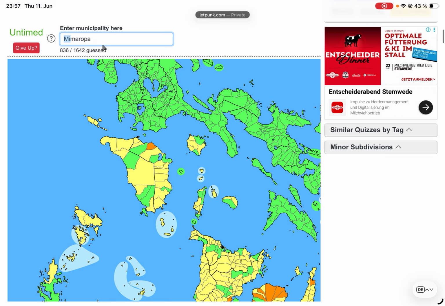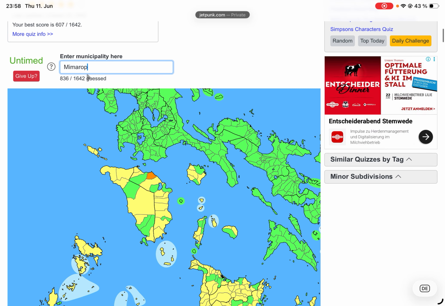And Mindoro Oriental is also this one where you find the capital of the entire region of Mimaropa, and it's called Calapan. This one right here. So let's just continue here. In Mindoro Oriental, we have Naujan, Puerto Galera at the very northern point. Right here, Puerto Galera, San Teodoro.